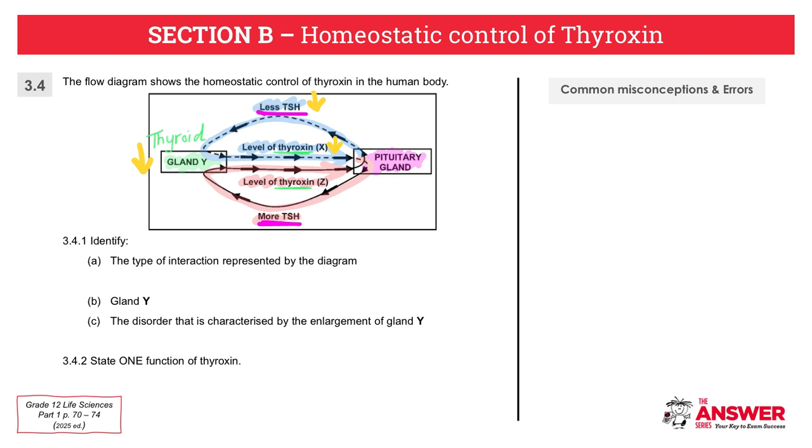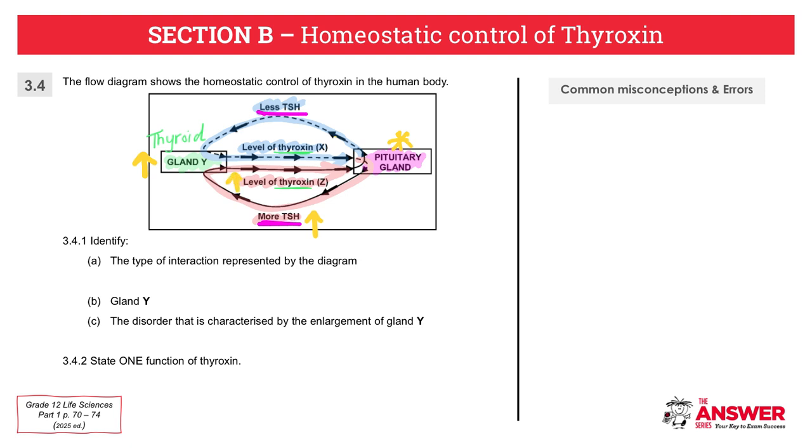As that level of thyroxine goes down, the pituitary gland picks up that there's way too little thyroxine in the blood. It releases more thyroid stimulating hormone. That targets the thyroid gland and tells it, come on, wake up. And it starts to release more thyroxine. So the level of thyroxine goes up at Z.